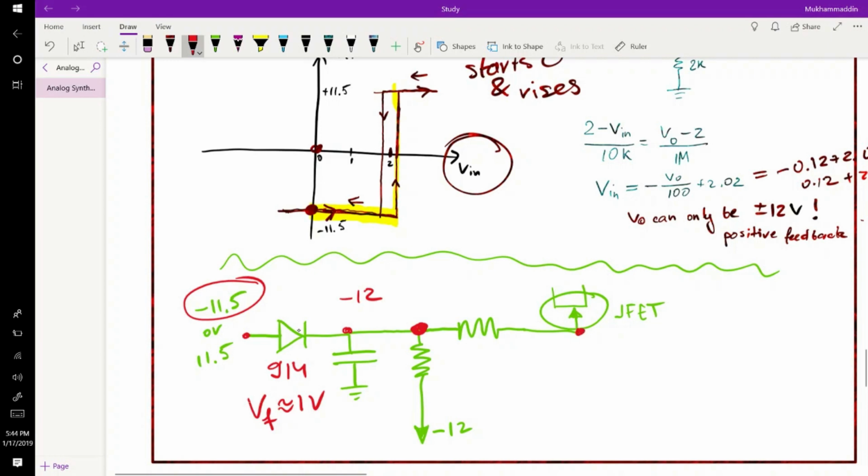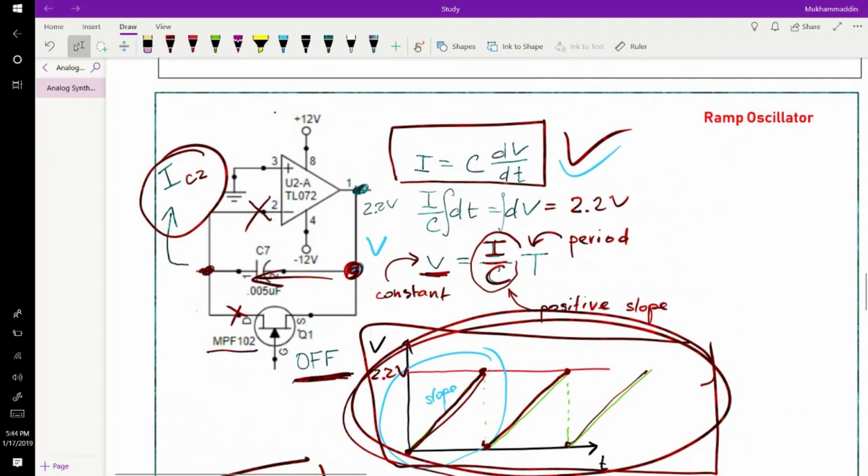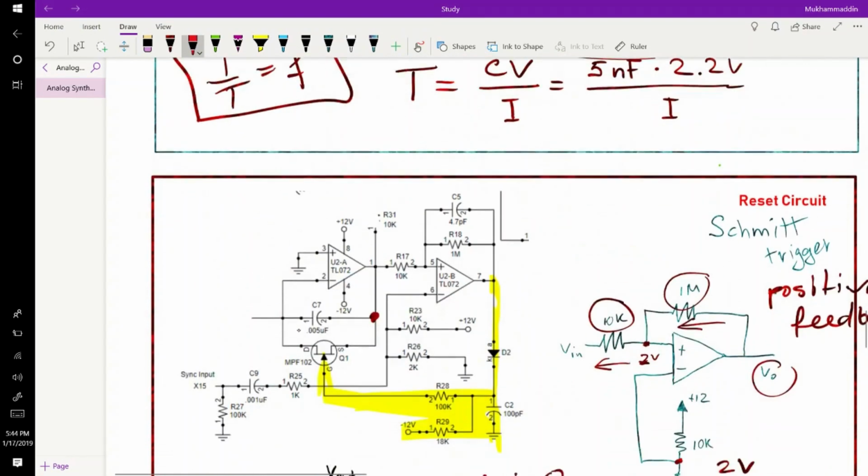So at this terminal of the JFET you have negative voltage, negative 12 volts in this case. And since this is an n-channel JFET, when you apply negative 12 volts at the gate of the JFET, your JFET is depleted. It's not conducting, so it is off. So you see that by default your JFET is off. That is why we had that assumption before.